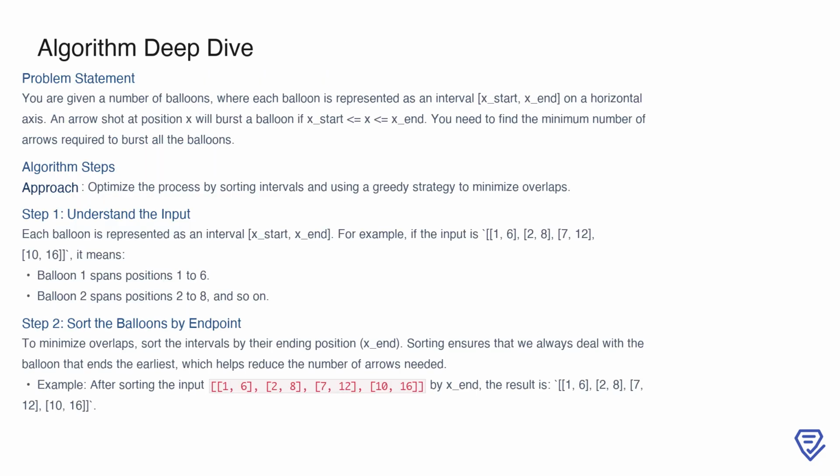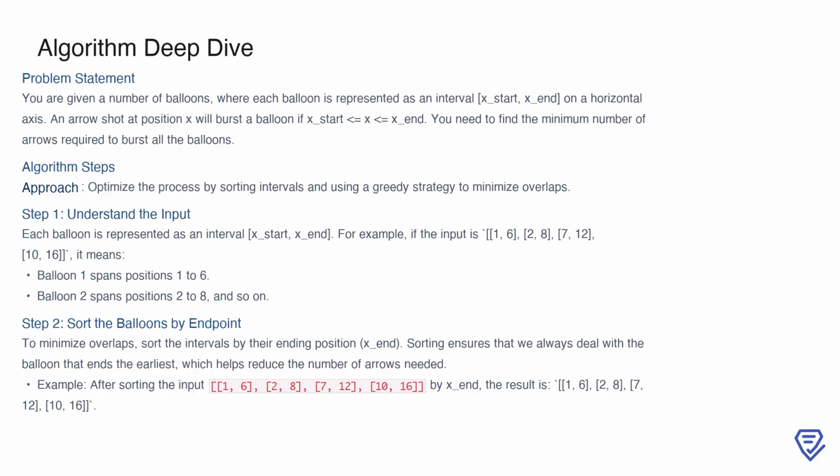The problem asks us to determine the minimum number of arrows required to burst all balloons. Each balloon is represented as an interval, [x_start, x_end], on a horizontal axis, and an arrow shot at position x bursts any balloon whose range includes x. The key to solving this problem efficiently lies in minimizing overlaps between balloons.